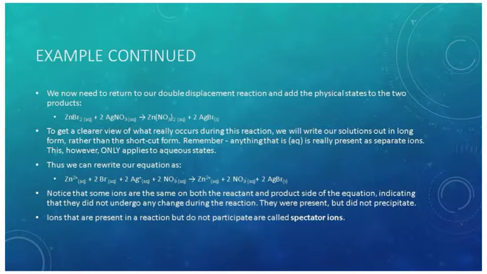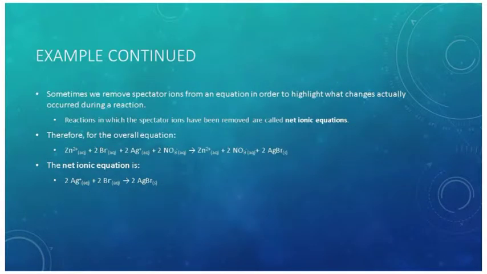Notice that some ions are the same on both the reactant and the product side of the equation, indicating that they did not undergo any change during the reaction. They were present but did not participate. Ions that are present in a reaction but do not participate are called spectator ions. Sometimes we remove spectator ions from the equation in order to highlight what changes actually occurred during the reaction. The reaction in which the spectator ions have been removed is called a net ionic reaction.